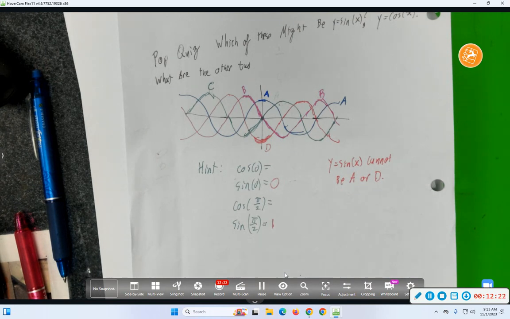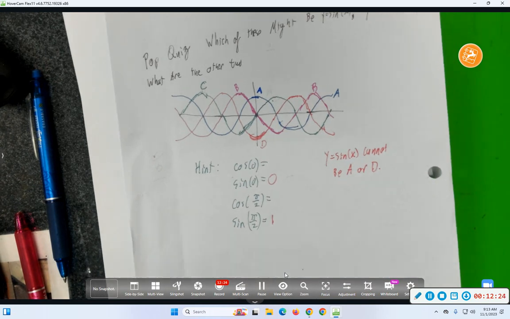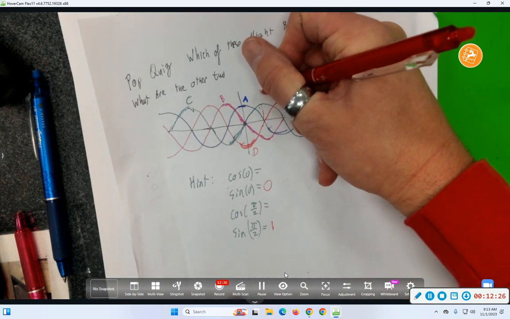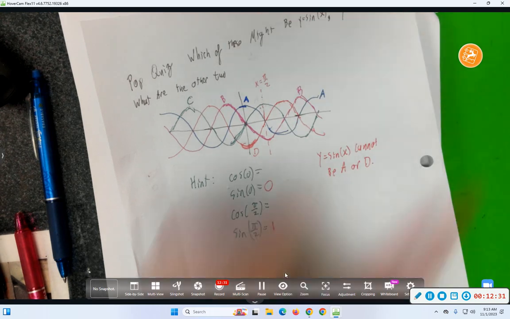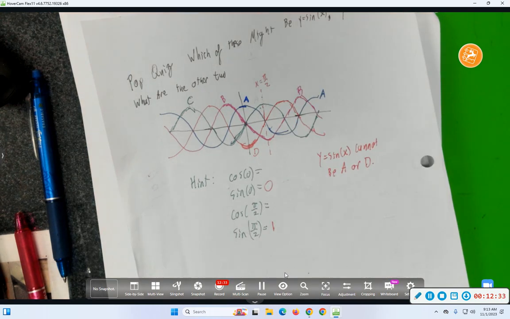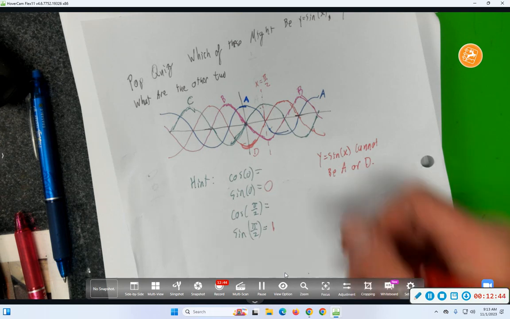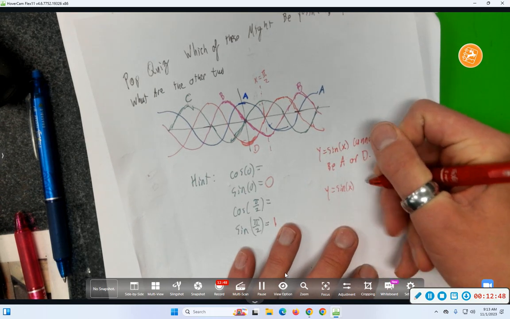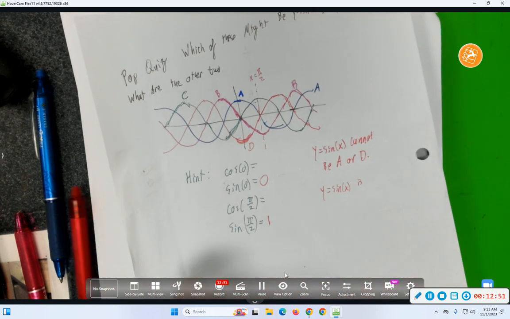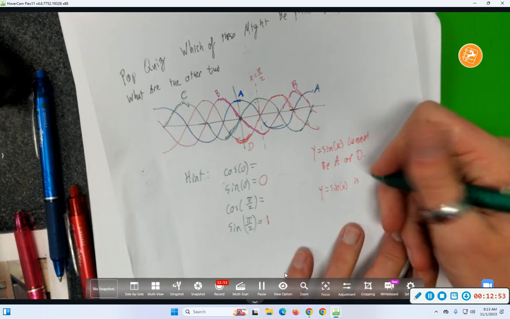All right, so I guess I haven't given you enough information here to see where the x values are, but maybe I'll tell you this. That happens at x equals pi over 2. So, of all of the functions provided, which one seems to go through x equals pi over 2, y equals 1? C. So, it sure looks like y equals sine of x is the green one, C.